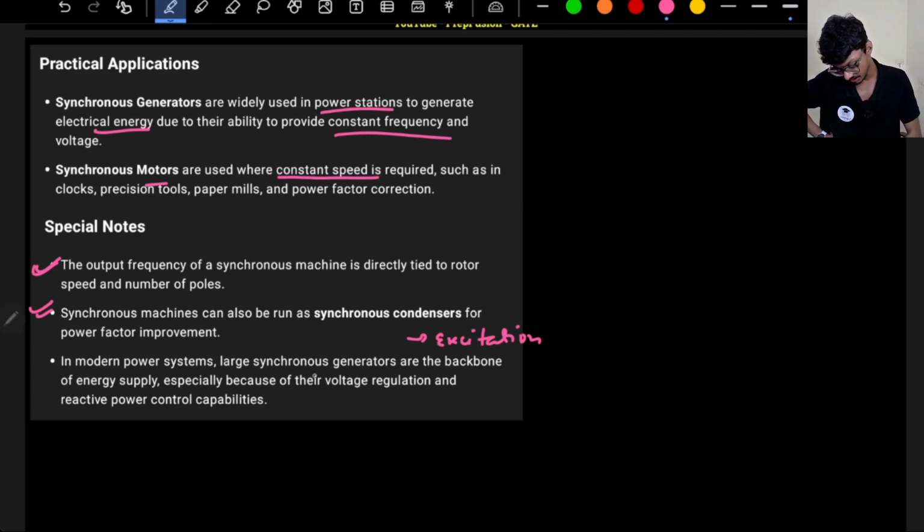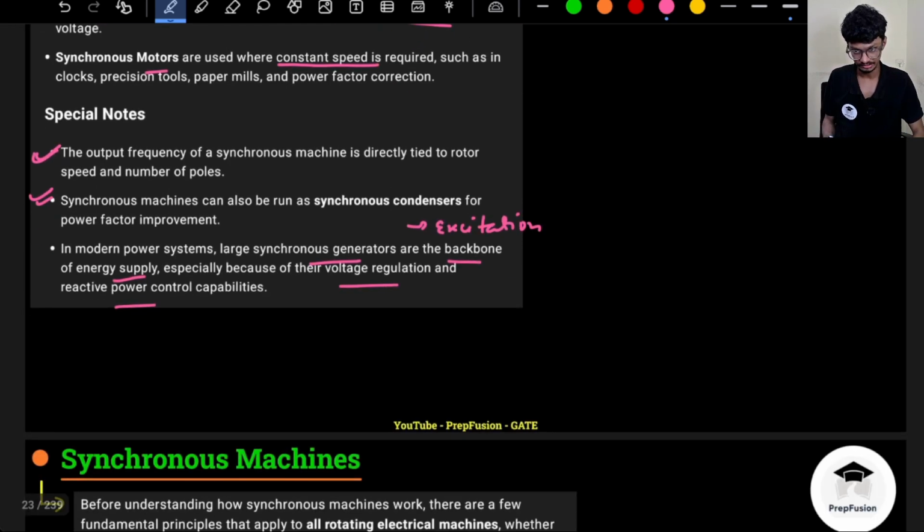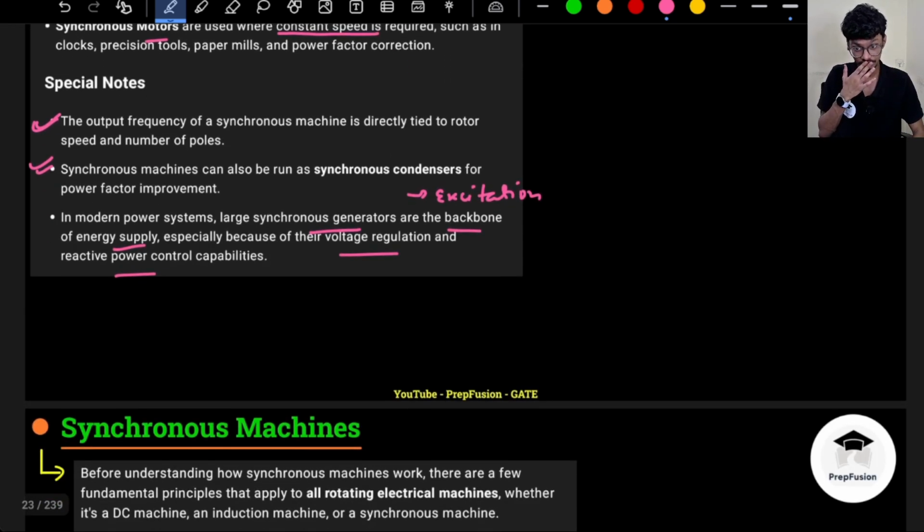In modern power systems, large synchronous generators are the backbone of energy supply, especially because of their voltage regulation and reactive power control. So we can control the reactive power as well, okay? And everywhere else, in India, you will see synchronous generators used to generate electricity. Alternators basically. So I hope you have understood this basic point.